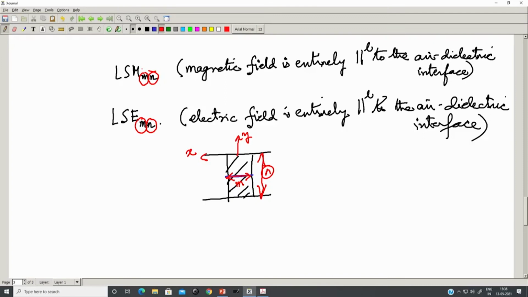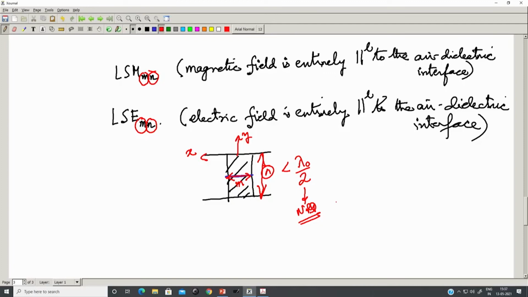We have also discussed, and it is important to appreciate, that the essential difference between an NRD and an H guide, the H guide which suffers from considerable leakage and radiation loss, is the restriction in the distance between the ground planes to less than half a free space wavelength in the NRD. So, in the NRD this distance between the ground planes is less than lambda 0 by 2, whereas no such restriction is there in the H guide. This essentially distinguishes the H guide from the NRD.